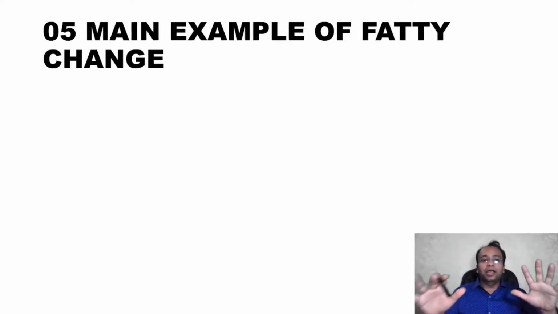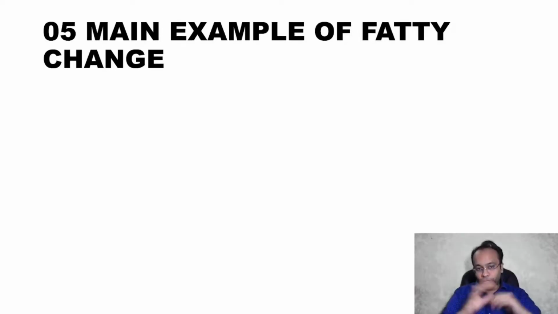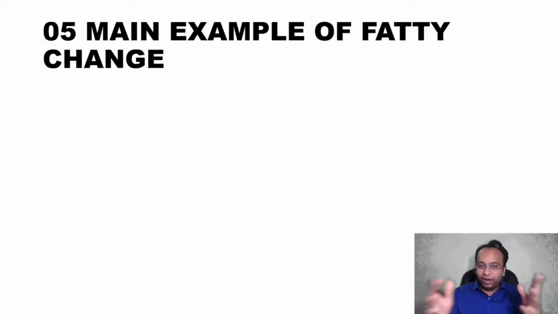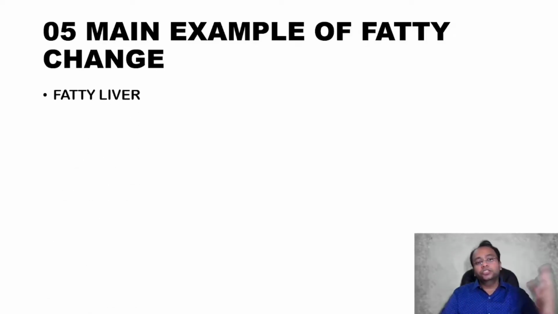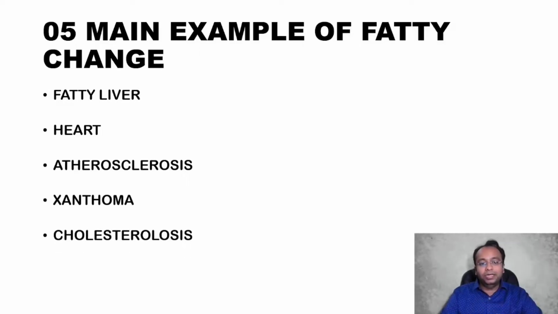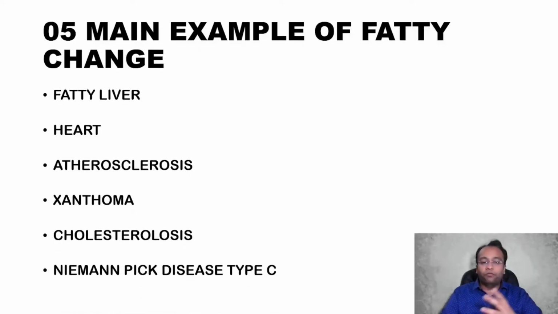So basically there are five main examples of fatty change, right? We are going to discuss intracellular lipid accumulation, and this fatty change could be of five varieties. The first one is fatty liver, which is a very important topic. The second one is heart. Third one is atherosclerosis. The fourth one is xanthoma. Fifth one is cholesterolosis. And the final one is Niemann-Pick disease type C.